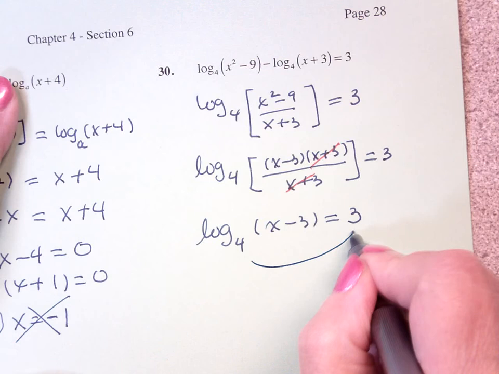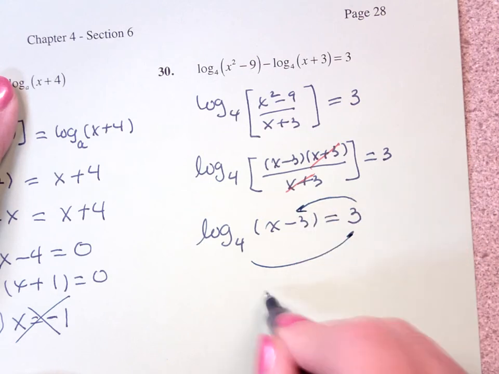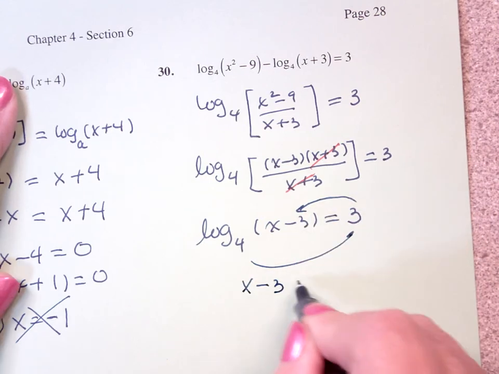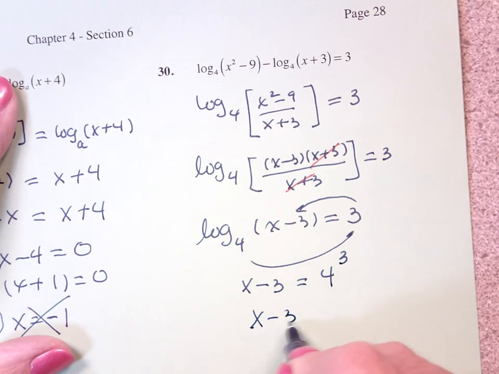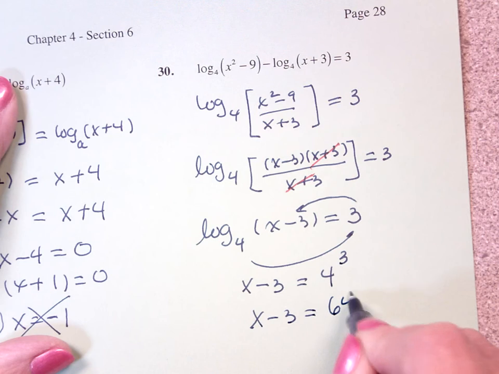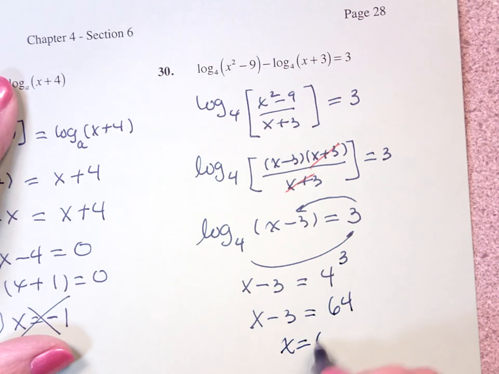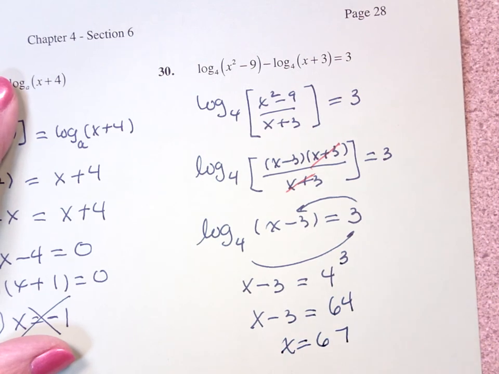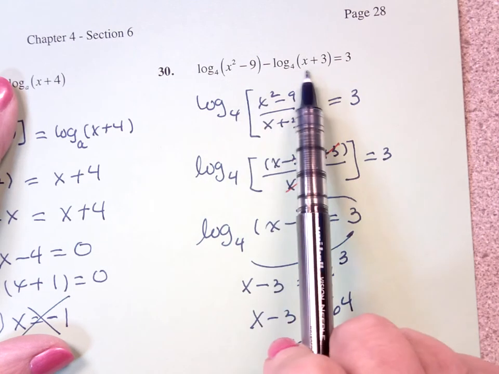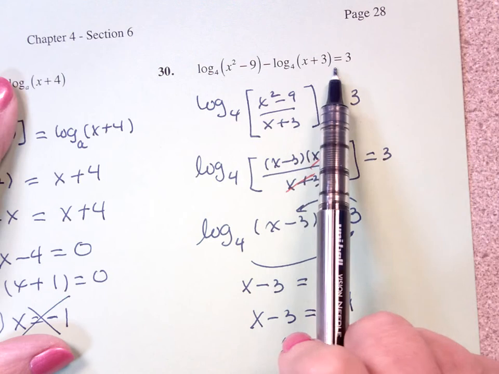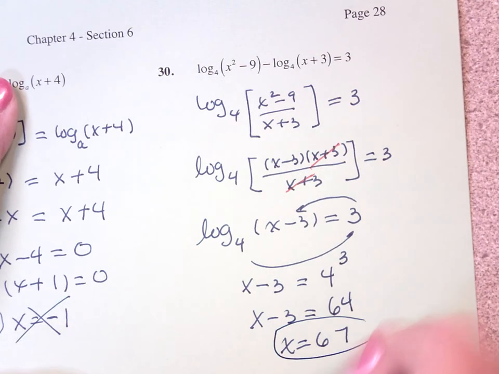So 4 to the 3 is equal to the argument, so x minus 3 equals 4 cubed. X minus 3 equals 4 cubed, which is 64, so x is 67. No problem, 67. 67 squared is bigger than 9. 67 plus 3 is positive, so this guy's just fine.